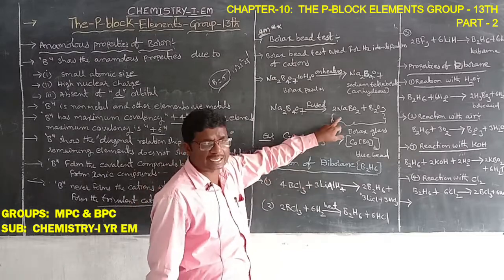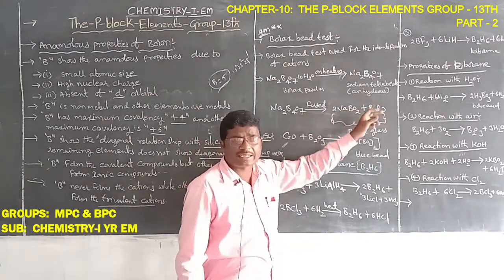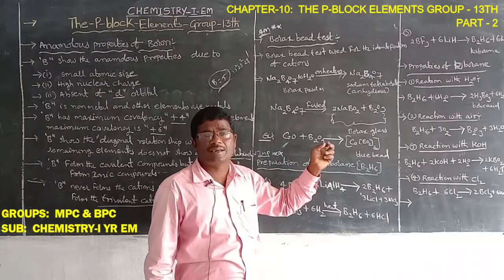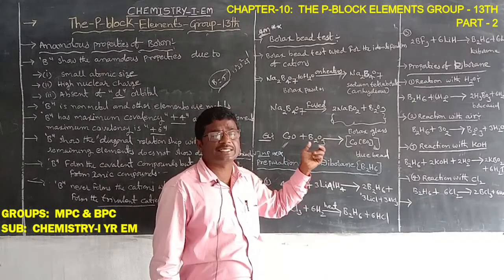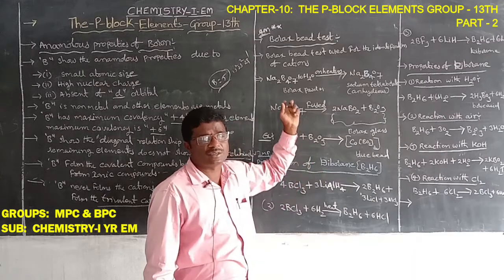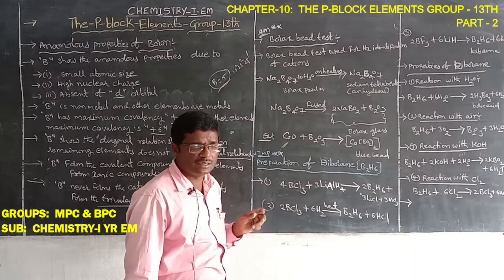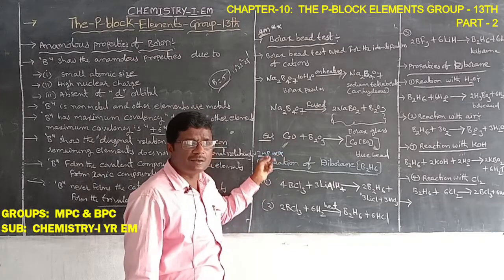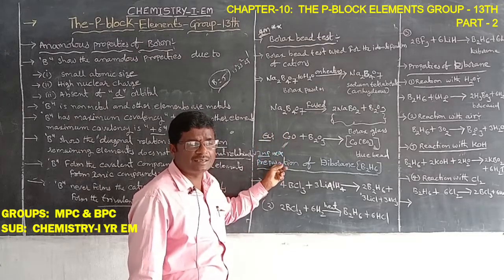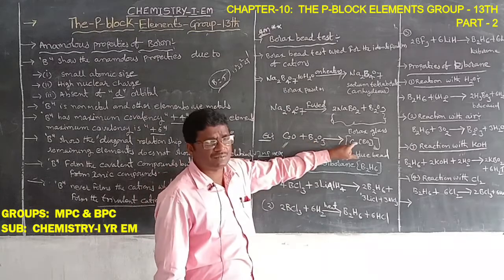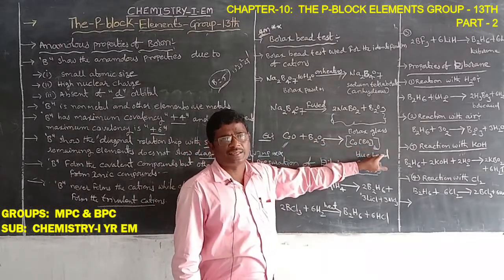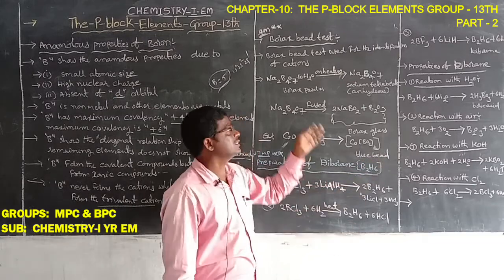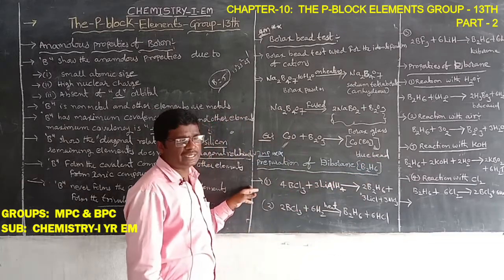In borax glass, the second compound, boron trioxide, reacts with metal oxides to form metal metaborates as a color bead. That is also known as the borax bead test. For example, cobalt oxide is a metal oxide. The metal oxide reacts with boron trioxide to form cobalt metaborate. That gives a blue color bead in the test. That is also known as the borax bead test.